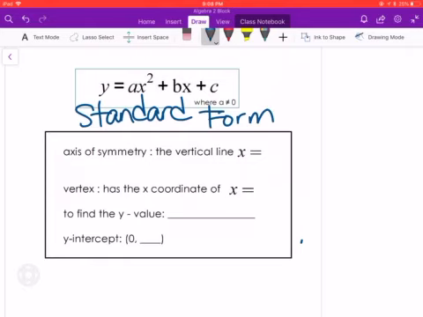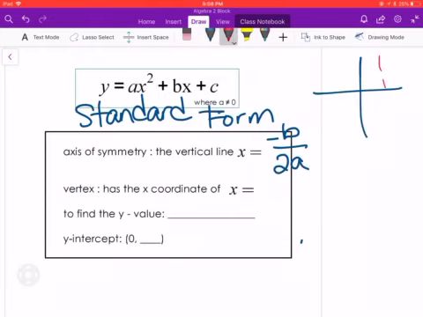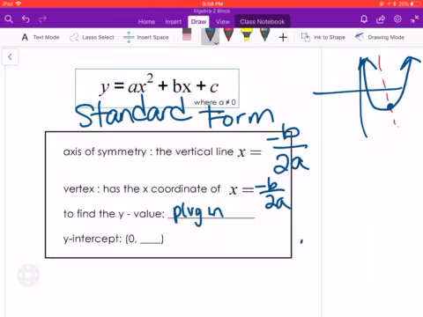When we graph our parabola, we first start by finding the axis of symmetry, and from there we find the vertex. For standard form, the axis of symmetry is found by taking the opposite of the b coefficient, so negative b over 2 times a. That gives you your axis of symmetry. A parabola is symmetric, so the vertex lies somewhere on that axis of symmetry. You use the same equation to find the x value of the vertex. Once you find the x value of your vertex, you plug it in to find the y value. You plug in the x value that you get when you do negative b over 2a.